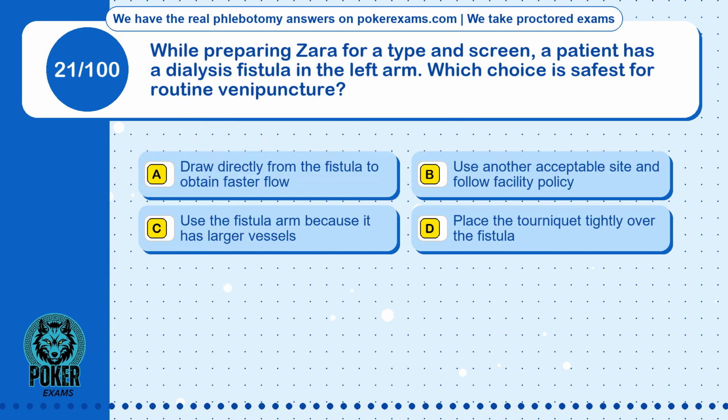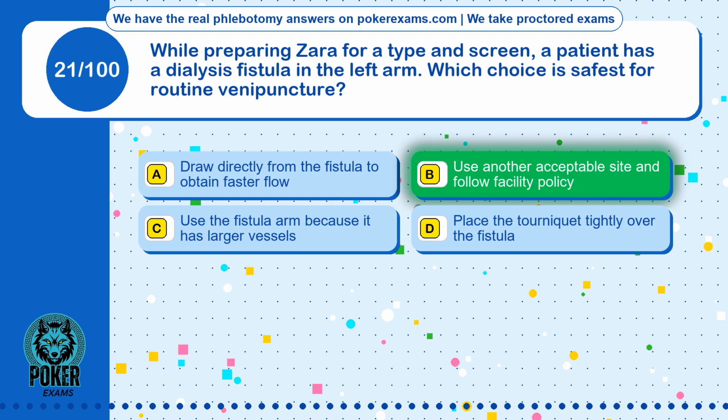Question 21. While preparing Zara for a type and screen, a patient has a dialysis fistula in the left arm. Which choice is safest for routine venipuncture? Option A, draw directly from the fistula to obtain faster flow. Option B, use another acceptable site and follow facility policy. Option C, use the fistula arm because it has larger vessels. Option D, place the tourniquet tightly over the fistula.